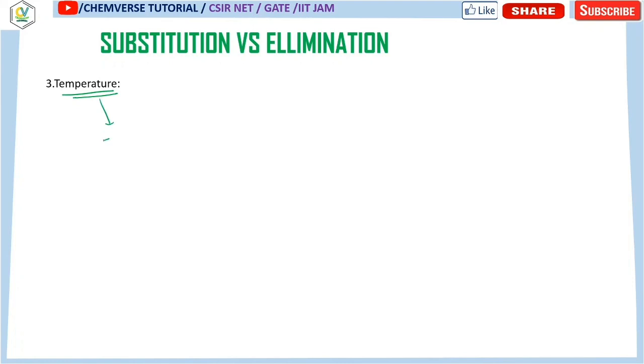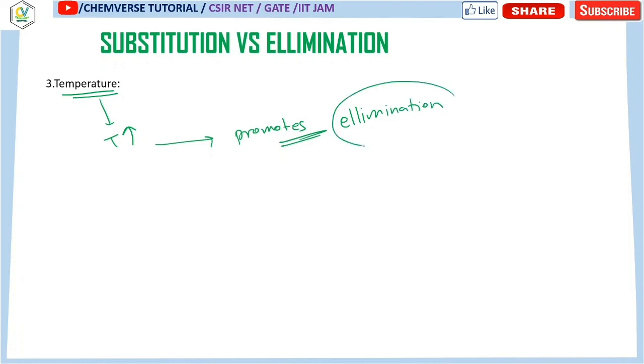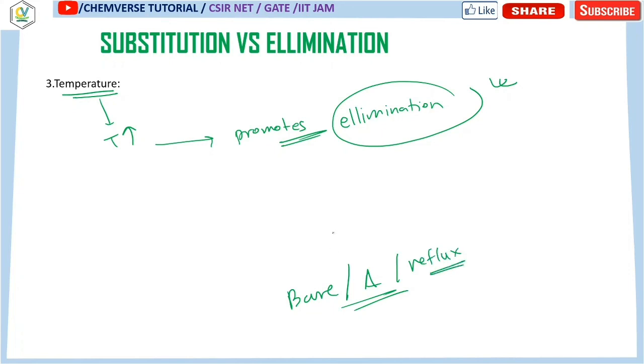Okay, now moving on to our next point, which is basically the temperature factor. We can see that higher temperature promotes the elimination reaction. So this is a common observation. This is a very important factor. We'll discuss some basic mechanism of elimination reaction in the next video, but in most cases, if you see that some base is used, and with it heating condition or reflux is written, that actually implies the temperature of the medium is higher. So higher temperature actually promotes the elimination reaction.